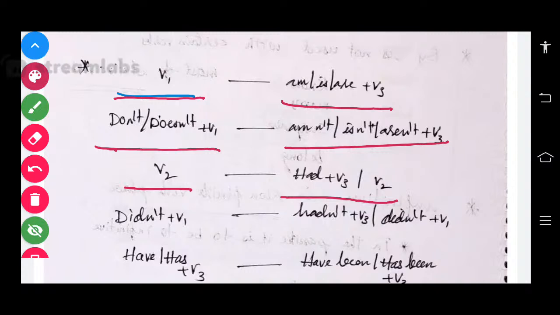Sometimes the same form may remain. In the same case, if there is had plus V3 in the passive, it may remain. And if there is didn't plus the first form of the verb, it is to be changed like hadn't plus V3 or didn't plus V1. Right, when do we have to use the same one? This is also one of the rules, I'll tell you.